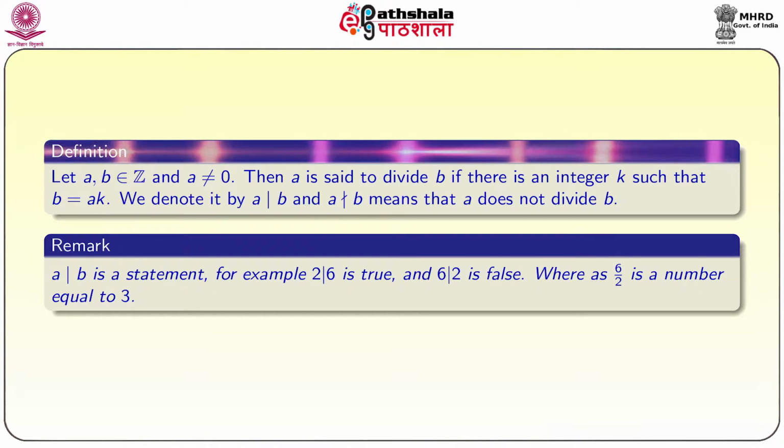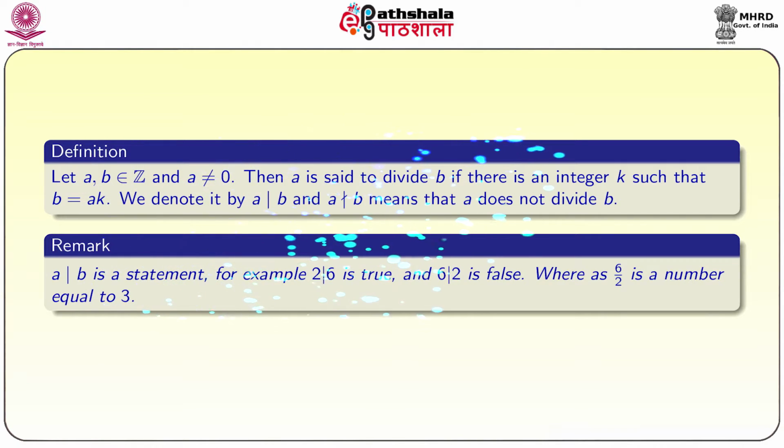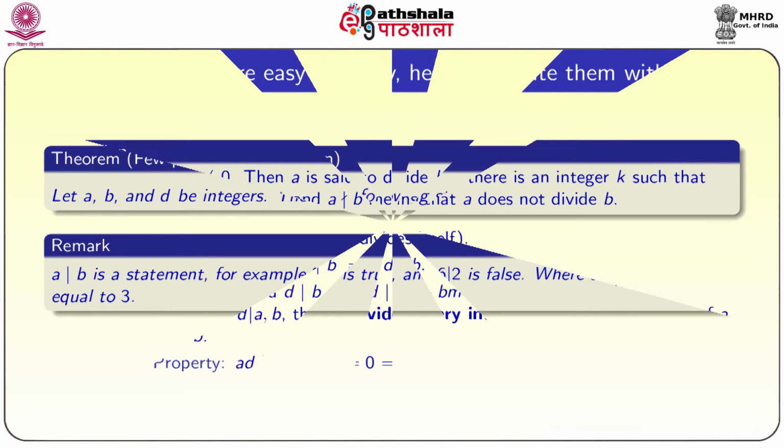Let a, b belong to Z and a not equal to 0, then a is said to divide b if there exists an integer k such that b is equal to a times k. We denote it by a | b, that means a divides b. A does not divide b is denoted like that. So, to understand this, a divides b is a statement. For example, 2 divides 6 is true and 6 divides 2 is false, whereas 6 by 2 is a number that is equal to 3.